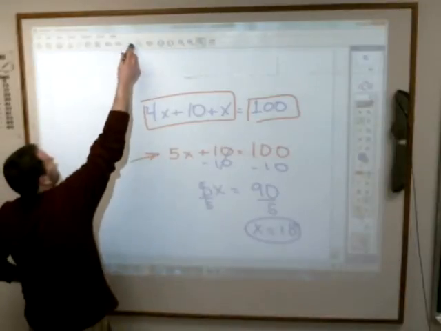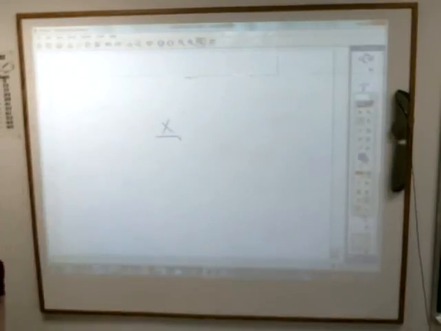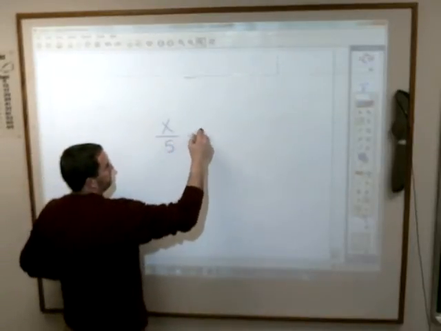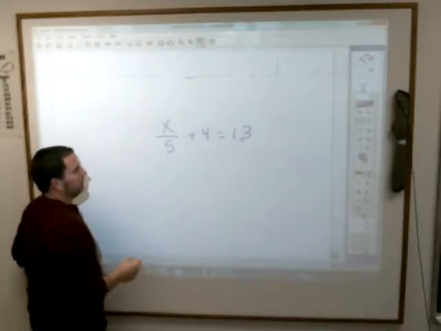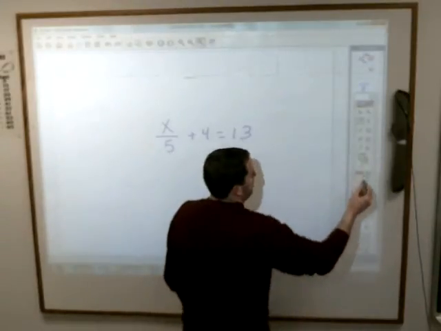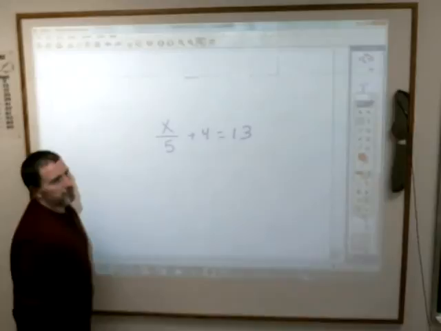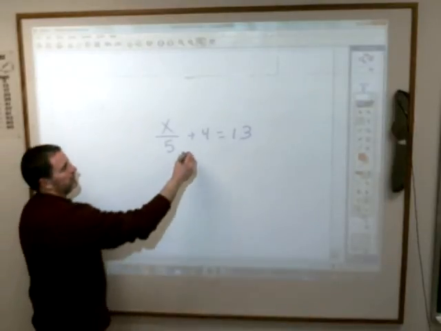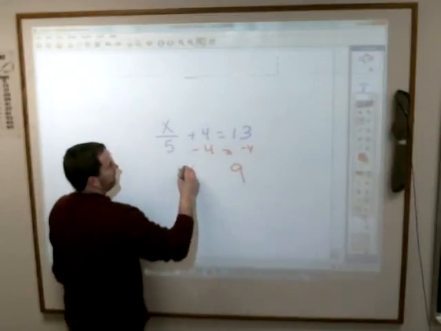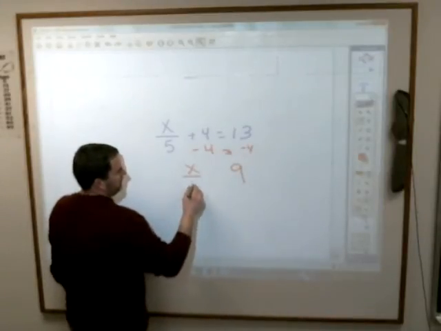Yes? Yes. Here's one that's going to be a little different. X over 5 plus 4 equals 13. Same rules apply. Can you simplify anything? No. So now you go right into how do I get the letter X by itself? I have an adding 4, so the opposite of adding 4 is to subtract my 4. Subtract 4 and I get X over 5 equals 9.